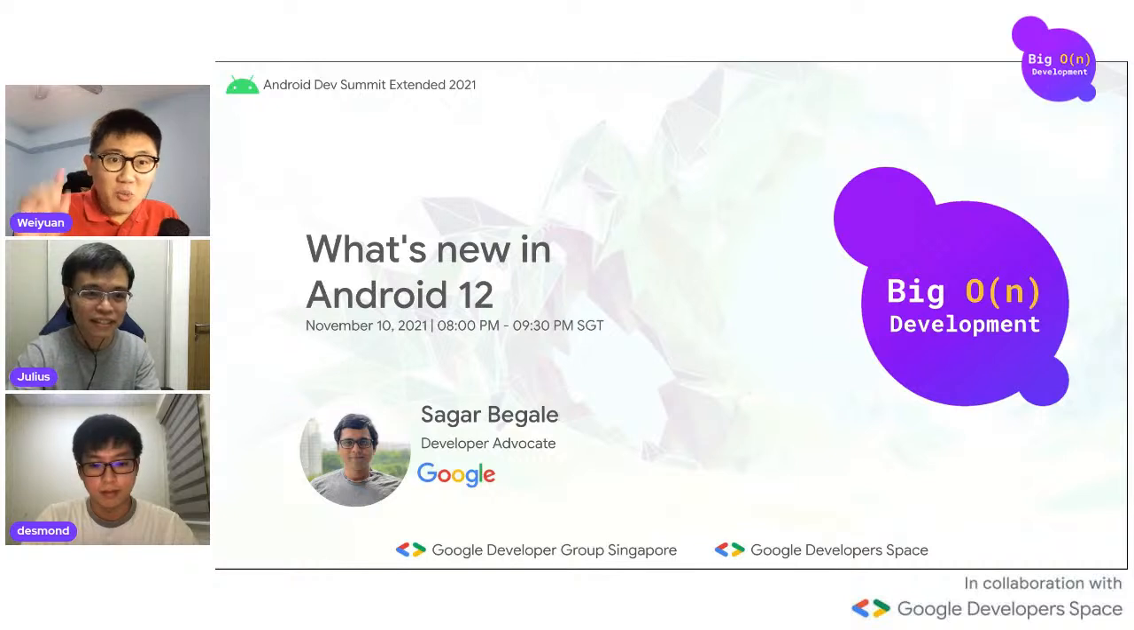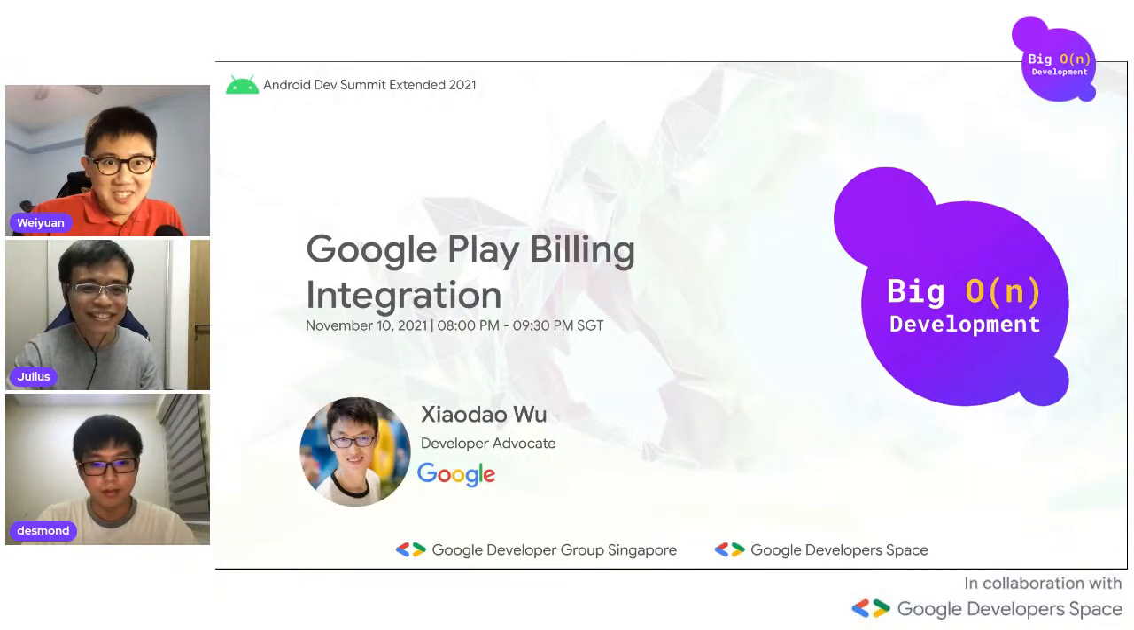Okay, and following one week after that, we're going to have the Android Dev Summit extended. We're going to have 2 speakers. So Saga is the first speaker. I think the next one is Xiao Dao. Yeah, so this is November 10th, again on Wednesday as well. Yeah, exact same time slot. So book these few Wednesdays. Make sure you book all your time slots for the Wednesdays and join us for all events.